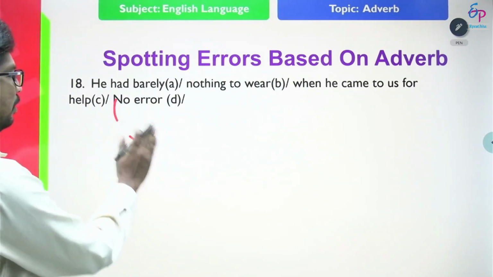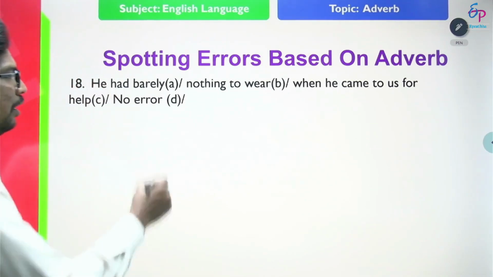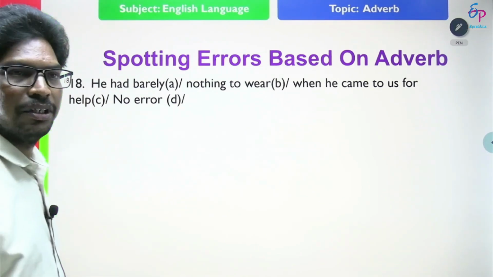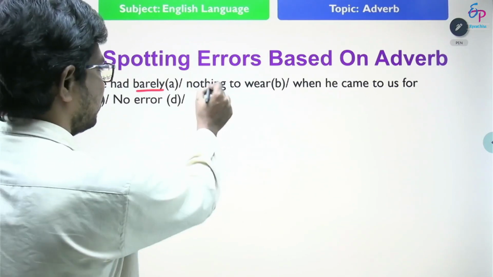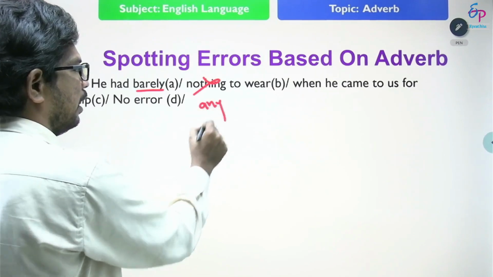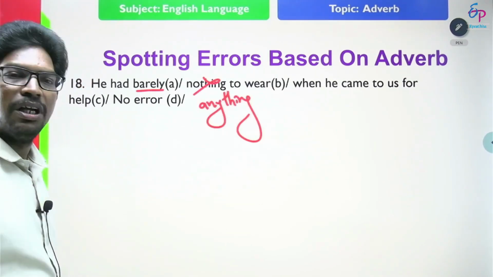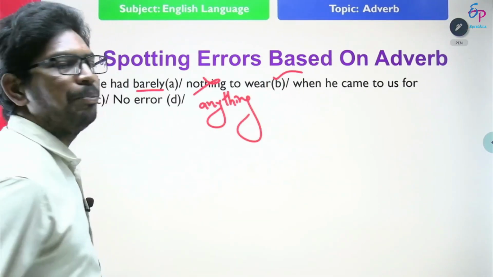Look at the next statement and find out the error. He had barely nothing to wear when he came to us for help. In this statement, barely is giving a negative idea. Double negative words are not used together. So he had barely anything should be written. Nothing should be replaced with anything. He had barely anything to wear. So error is at B.